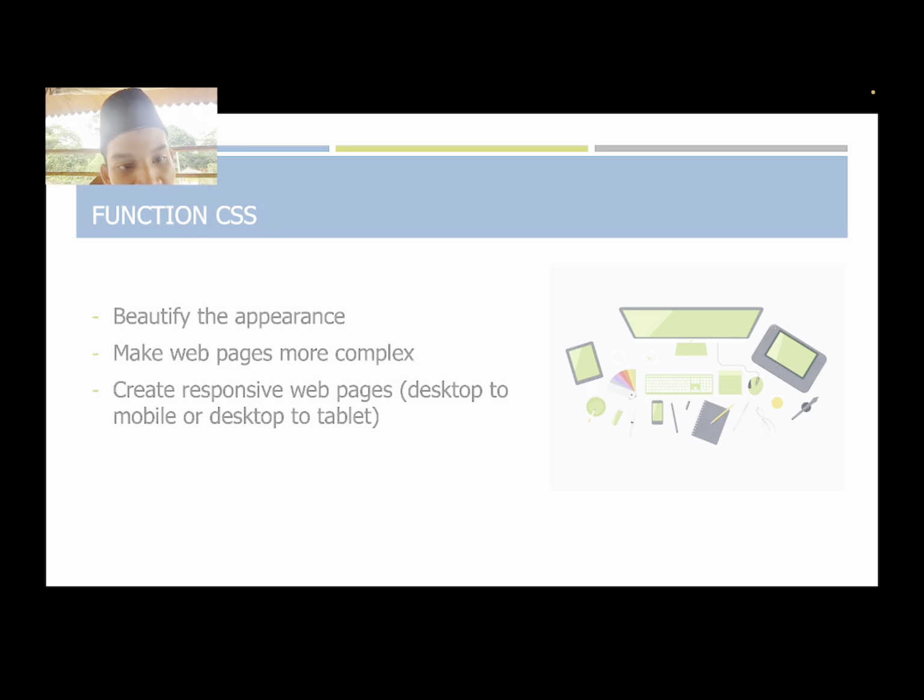The function of CSS is to beautify the appearance, make a web page more complex, and create responsive web pages, from desktop to mobile or desktop to tablet. Various types of CSS are inline CSS, internal CSS, and external CSS. Inline CSS means we enter the CSS code directly in the HTML tag.